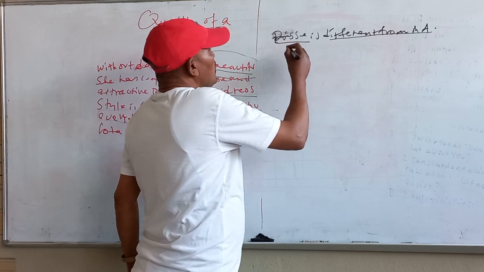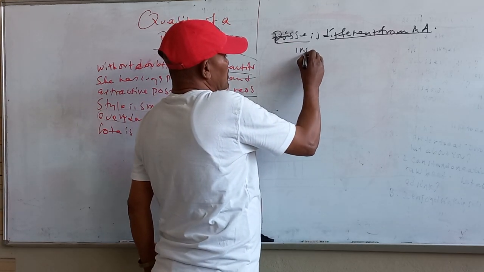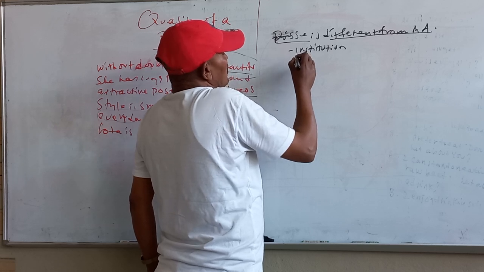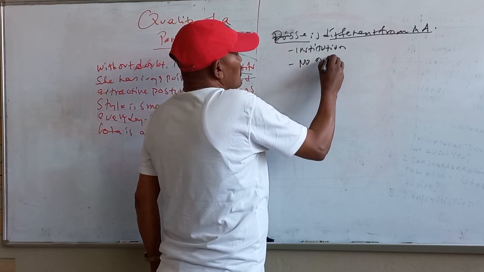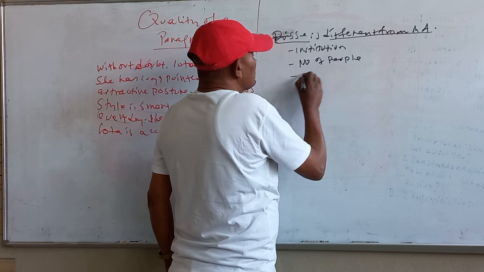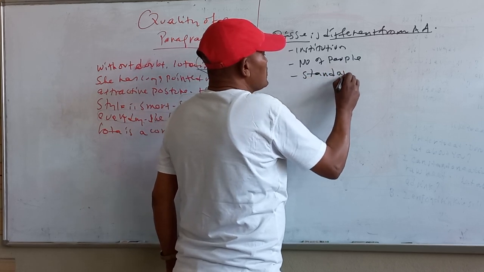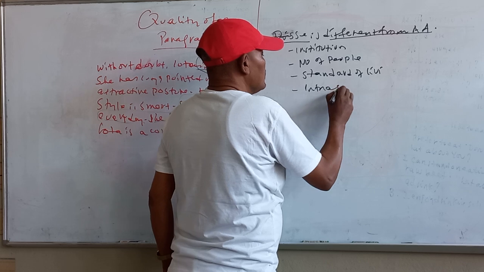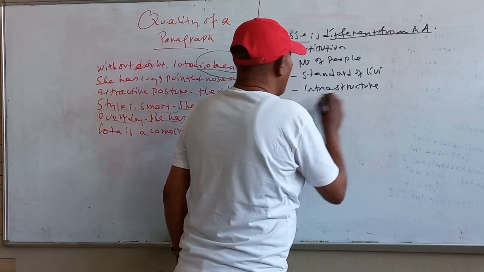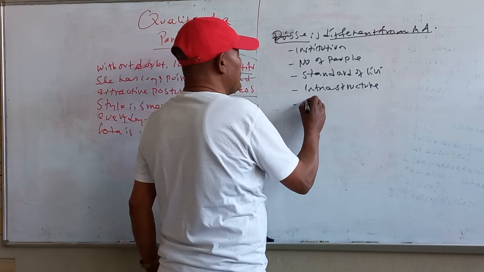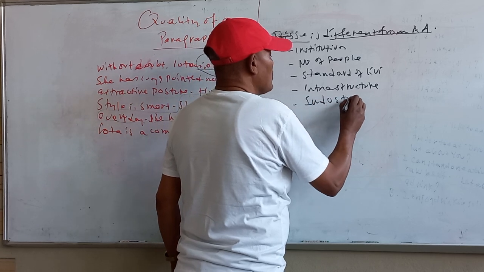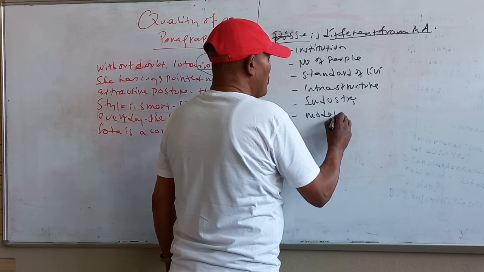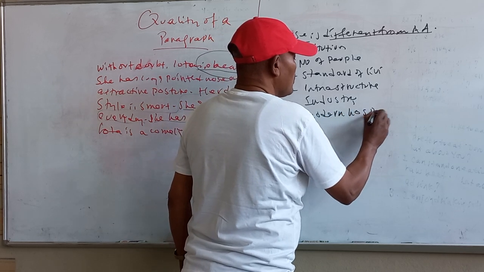One, the number of institutions, the number of people, the standard of living, the people's standard of living. What about infrastructure? What about factories or industry? What about modern hospitals? Modern hospitals, yeah.